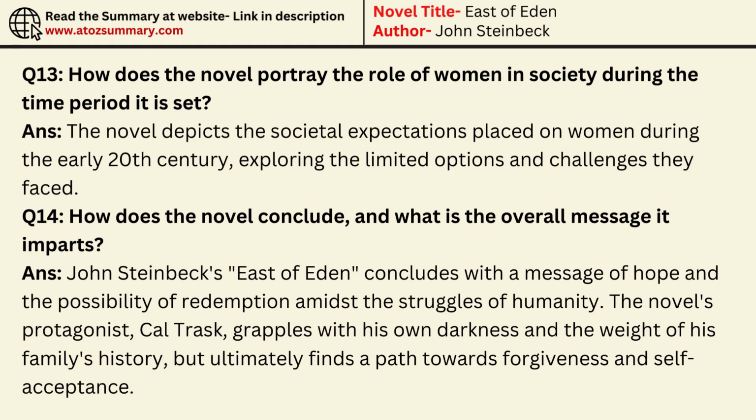How does the novel conclude, and what is the overall message it imparts? John Steinbeck's East of Eden concludes with a message of hope and the possibility of redemption amidst the struggles of humanity. The novel's protagonist, Cal Trask, grapples with his own darkness and the weight of his family's history, but ultimately finds a path towards forgiveness and self-acceptance.